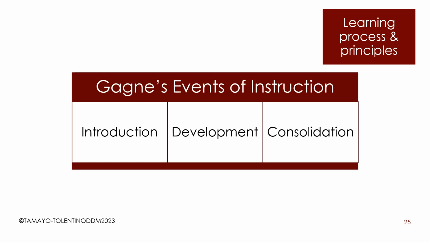According to Gagne's events of instruction, every teaching learning activity should have a beginning or an introduction, a middle part or development, and an end part or consolidation. So what are the implications of this in the instructional design?